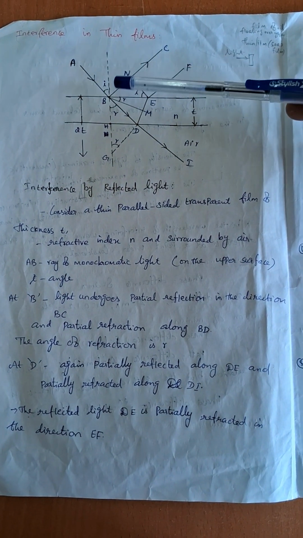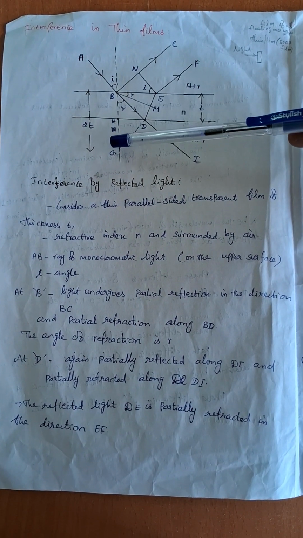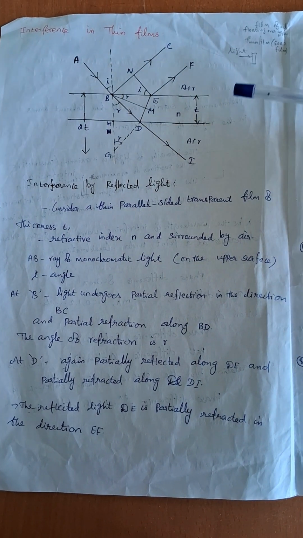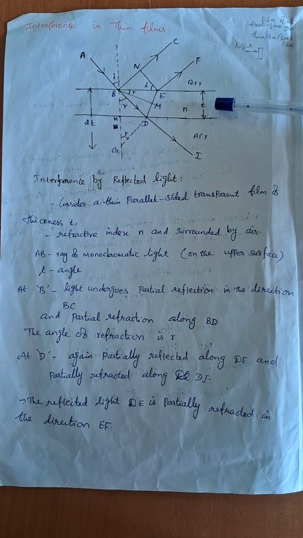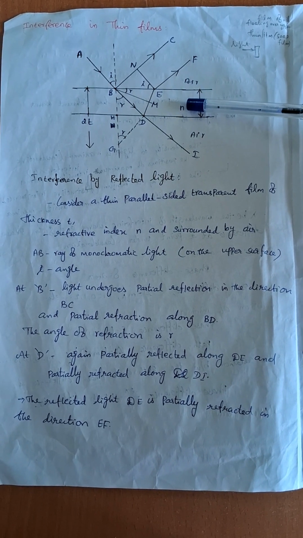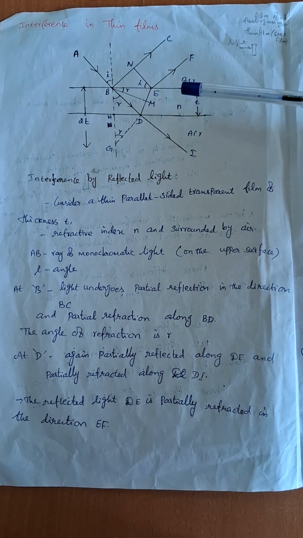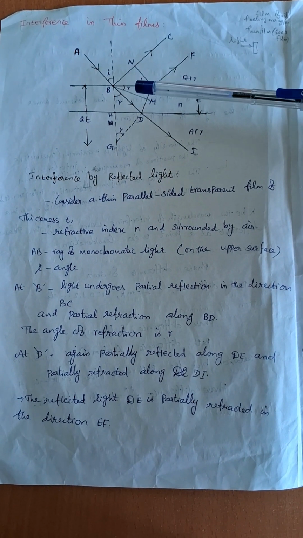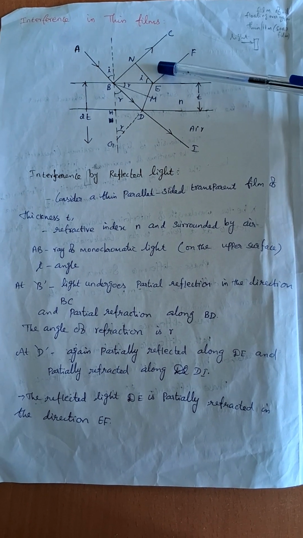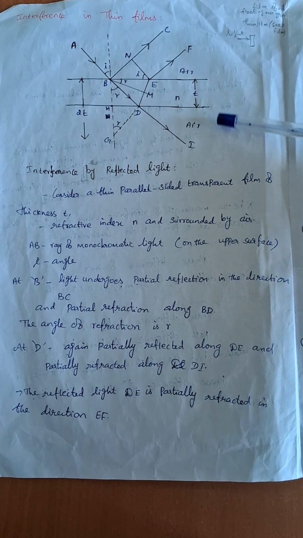This is the incident angle i, this is the refraction angle r, the distance between the thin film surfaces to point G is 2t, and the thickness of the film is t. Here we are considering refractive index mu, and this is the air medium. We draw the perpendicular BM to DE and also EN to BC. This is the explanation for the diagram.